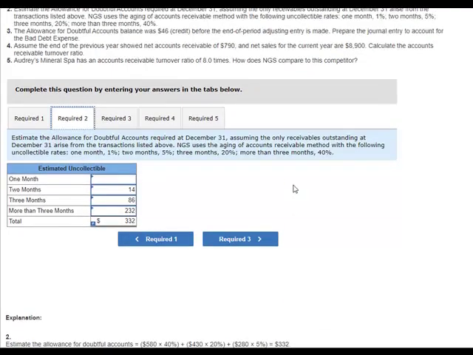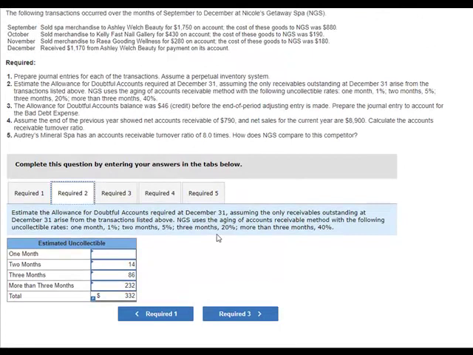So then in requirement 2, we're going to use the aging of accounts receivable method to estimate the future bad debts. And so the more past due a debt is, the higher a percentage we're going to use to estimate uncollectible accounts. And we're given the percentages here. And so we're going to leave this 1 month cell blank because we didn't make any sales in December, so we have nothing in December to multiply by.